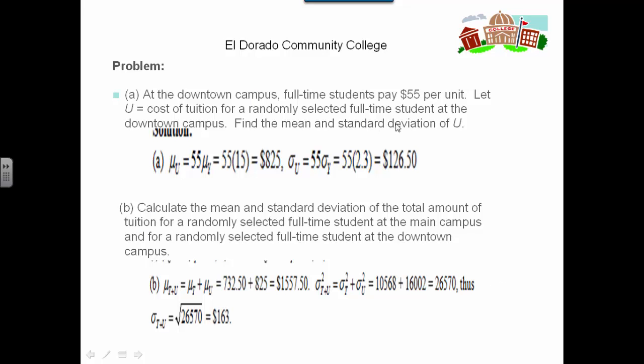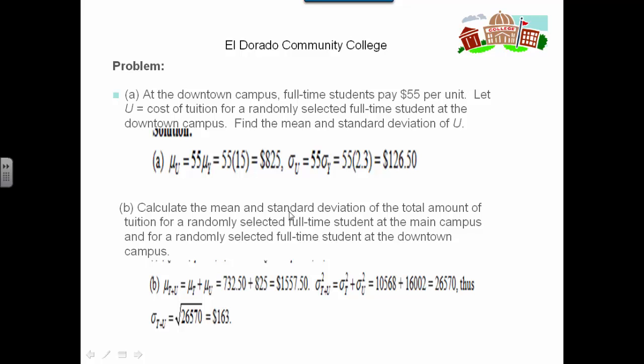Another example, at the downtown campus, full-time students pay $55 per unit. Let U equal cost of tuition for a randomly selected full-time student at the downtown campus. Find the mean and standard deviation of U. So to find the mean, we're going to multiply 55 by the 15, which was the mean of y, 825. Standard deviation, we have 55 times the 2.3, 126.50.